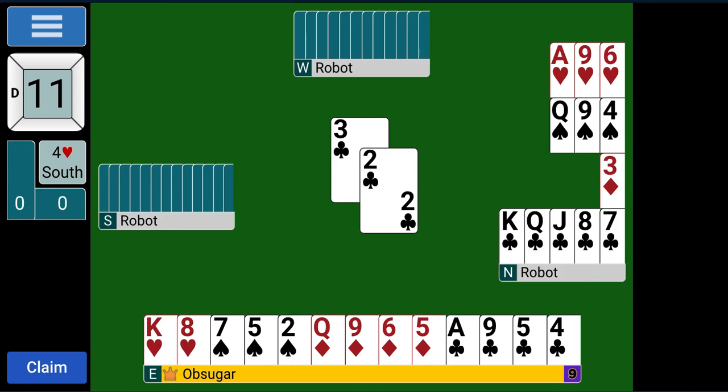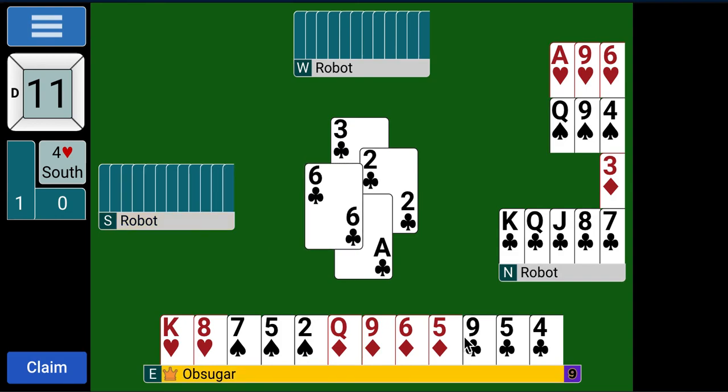And we get the 3 of clubs as a lead. North had 6 clubs. I have 4. All right. So let's try to figure out some distribution. What's the heart suit? Hearts are 5, 3, 3, 2.